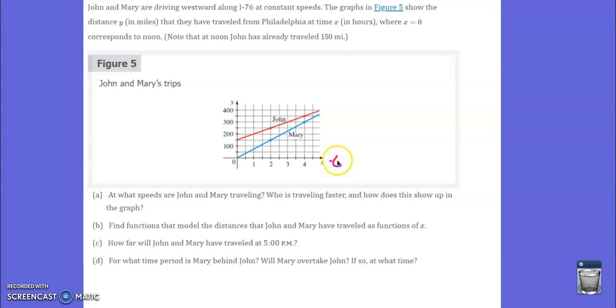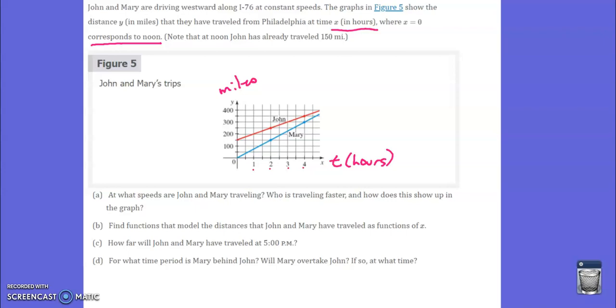So this is your time, and this right here is miles. And this is time in hours. It does say that. And this is very important: 0 corresponds to noon. So this would be literally 1 o'clock, 2 o'clock, 3 o'clock, 4 o'clock, and so forth, since it's noon. It does give you the information, so pay attention to all those details.